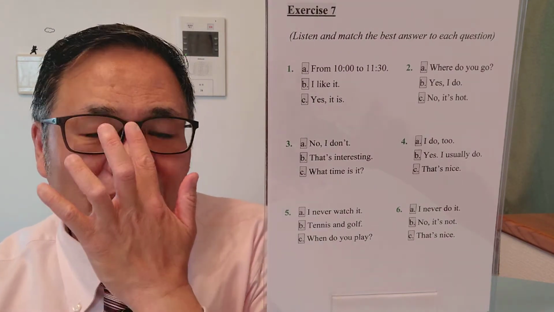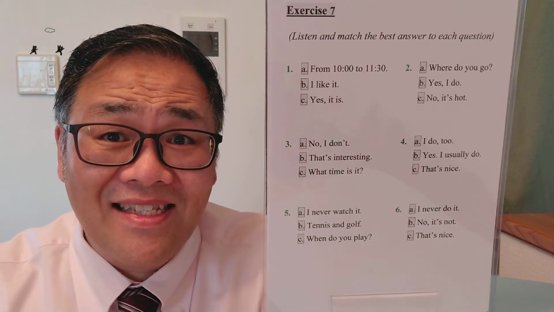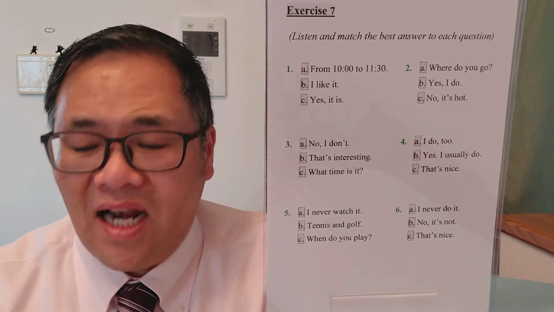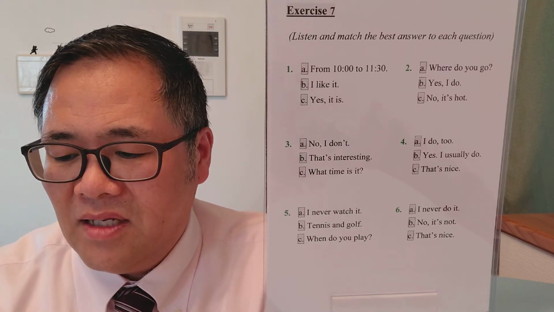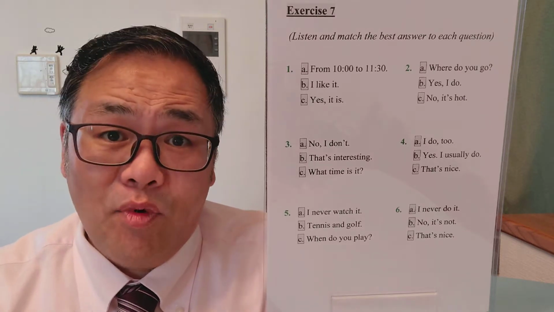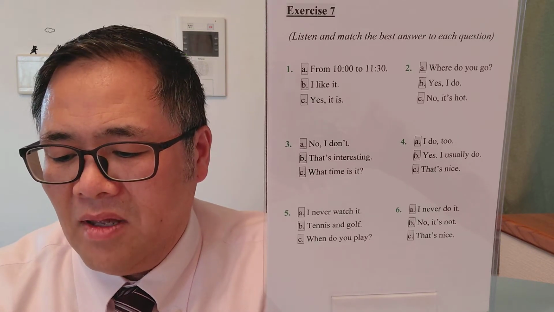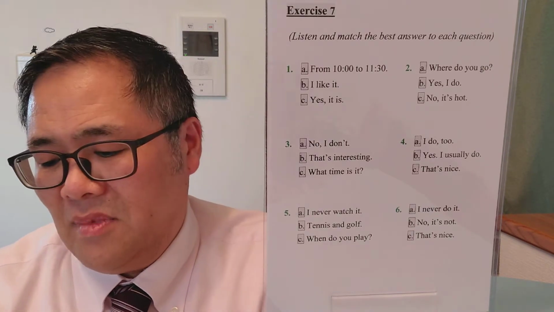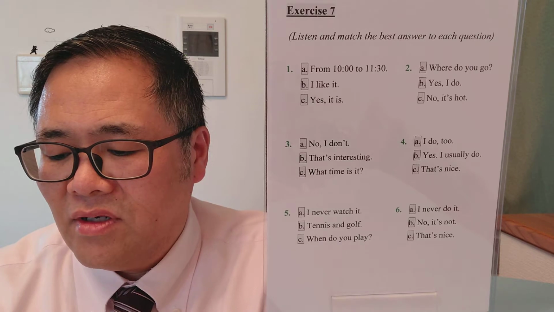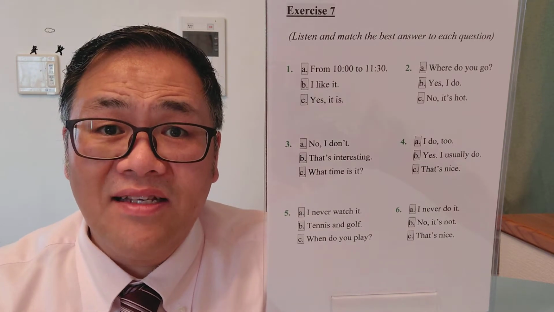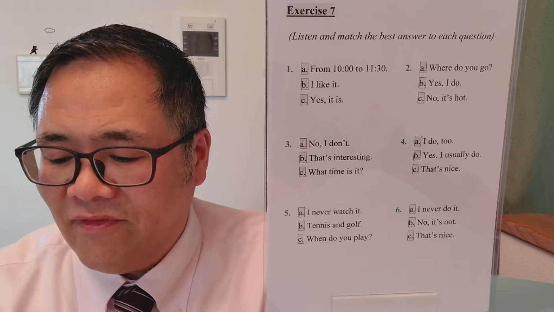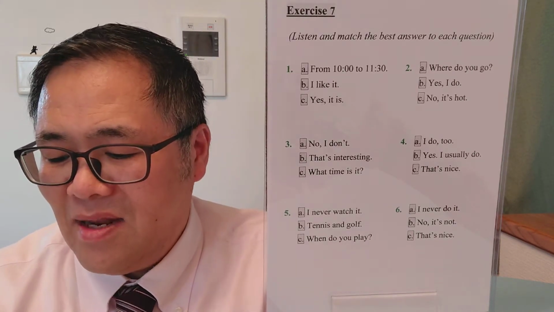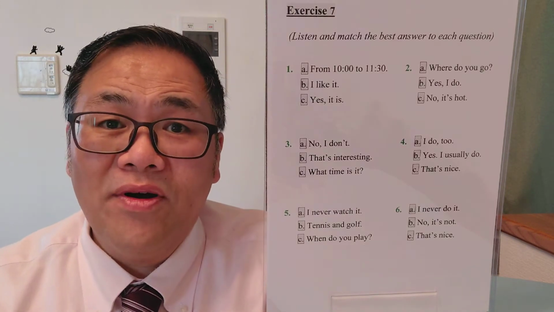Okay, one more time. Let me read those 6 questions, and please choose the best answer, A, B, or C. Number 1. When do you attend English class? Number 2. Do you take the subway every day? Number 3. Do you go for a lot of walks? Number 4. Do you usually have lunch after class? Number 5. What sports do you like to play? And number 6. Is baseball your favorite sport?